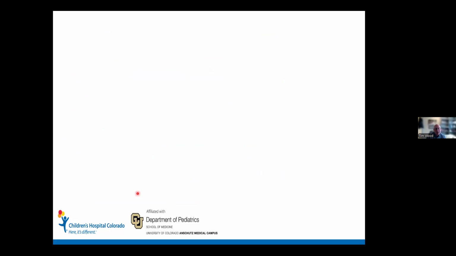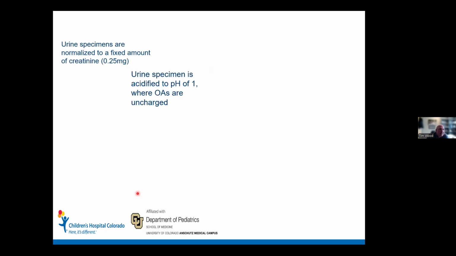Okay, so how do we do this? I think I forgot to put a title on this one. So the urine specimens are normalized to a fixed amount of creatinine. And what's nice about this is this allows all the analyses to look the same coming off the instrument. So you don't have to try to calculate in your head how dilute the urine might be. And I bet everybody knows, but creatinine is one of the standard ways we use to determine the dilution of the urine, how concentrated it is.